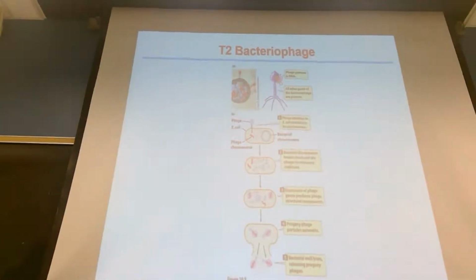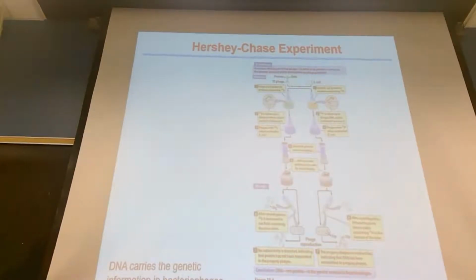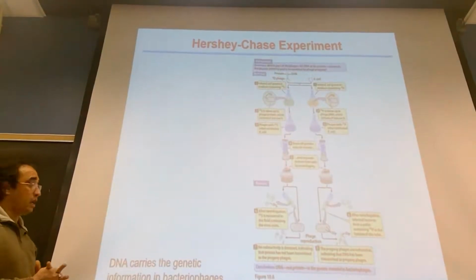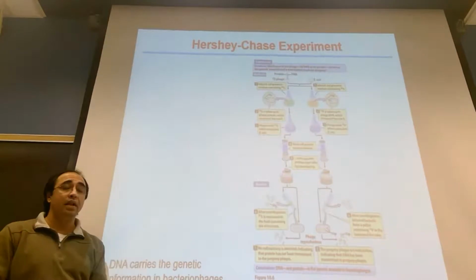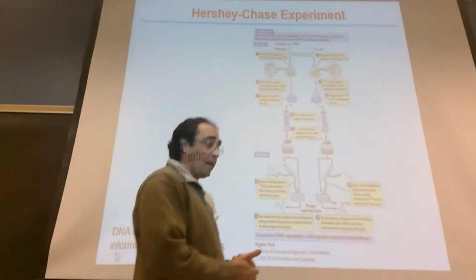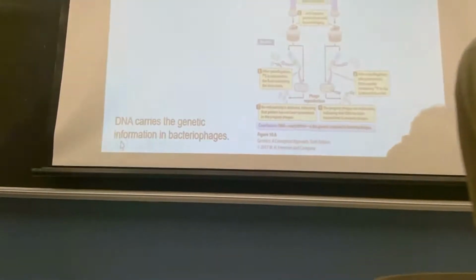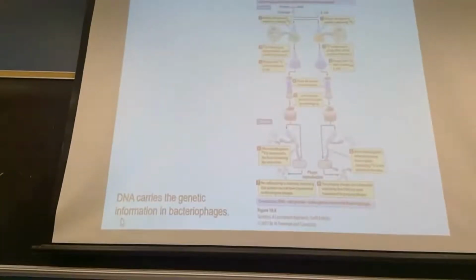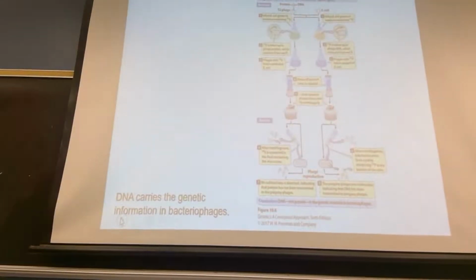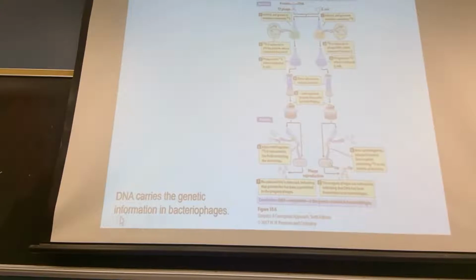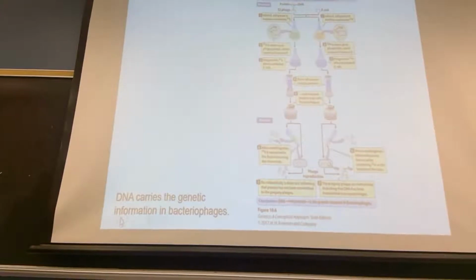Now the question is, based on this principle, they did one experiment, the Hershey-Chase experiment. This experiment is very, very important. Now, what is there in DNA? In DNA, we have nucleotides and phosphate. What is there in protein?